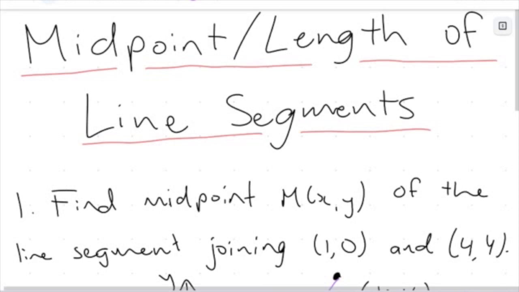Now, I want to jump straight into some questions here and explain the concepts as we go. So I'm going to do one question from each. Now, in this first one, I'm looking at finding the midpoint M with coordinates x, y, which we're going to fill in, of the line segment joining the points (1, 0) and (4, 4).